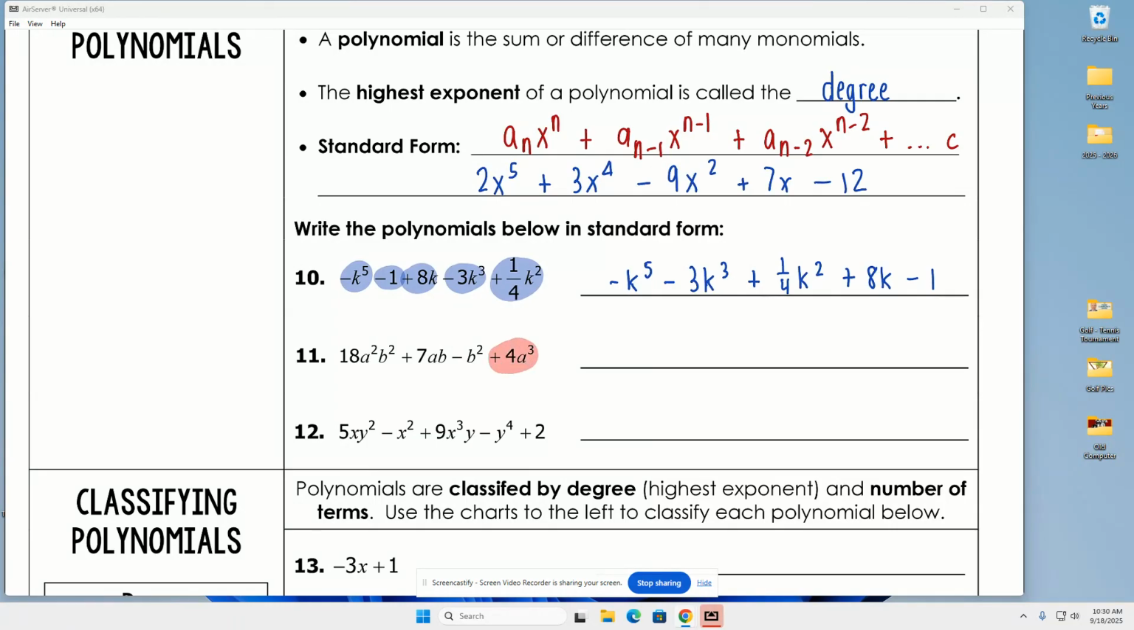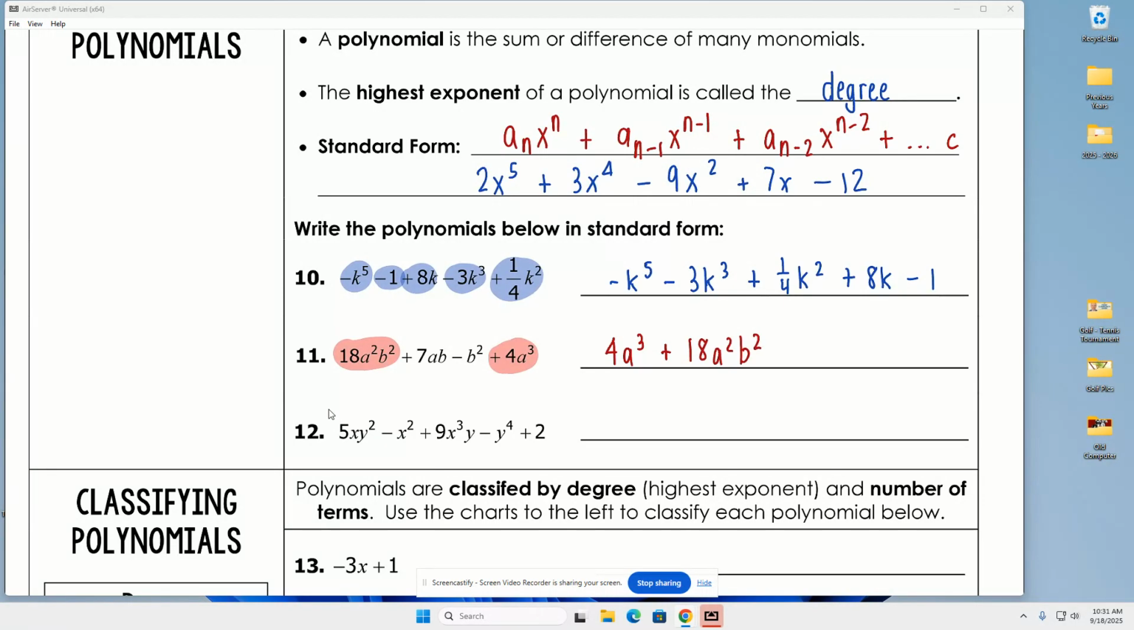4a cubed, right? Then that has to be what's out front. So we're only going to think about the terms in regards to their A coefficient. Do we have one that has A squared? Which one? Is that a positive 18 or a negative? So we're going to use plus 18 A squared B squared.